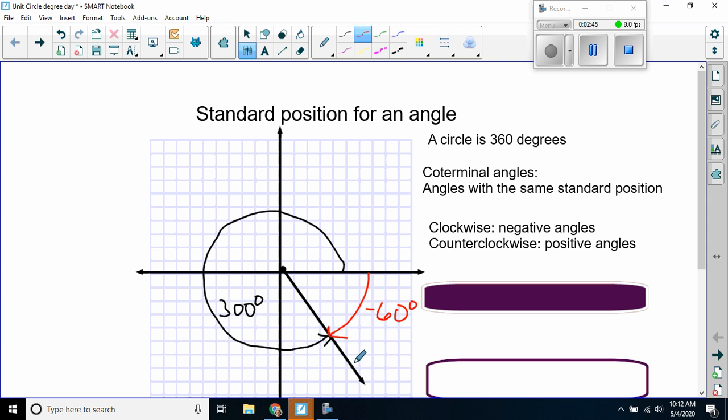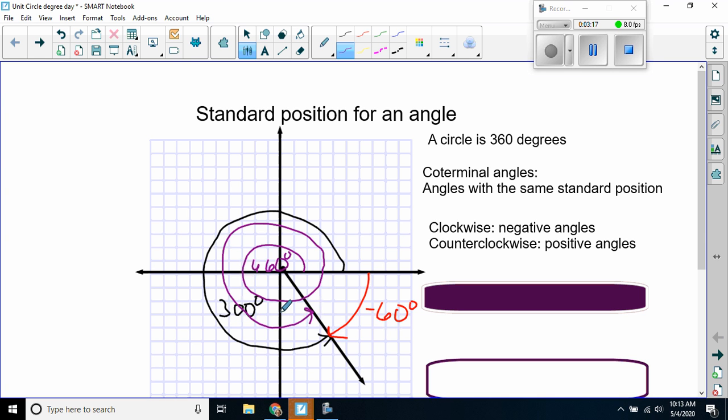It's coterminal because the terminal side of the angle is in the same spot. I haven't moved it. So this angle right here could either be called a 300-degree angle, or it could be called a negative 60-degree angle. You could also go around more than once. So I could start here and I could go all the way around 360 degrees and then all the way around another 300 degrees and call this a 660-degree angle, because I'm going to add 360 to it, okay?